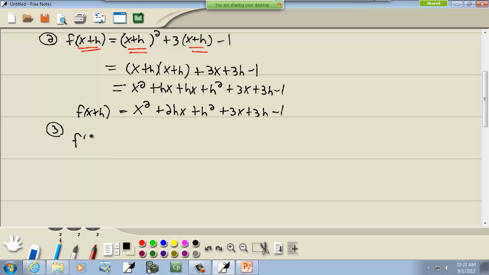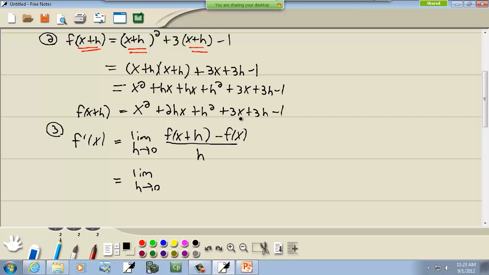Remember, our formula says the derivative f prime of x is equal to the limit as h goes to 0 of f of x plus h minus f of x, oh, over h, look at me. Okay, let's try it again. F of x plus h minus f of x over h. Okay, so let's plug in what we got.